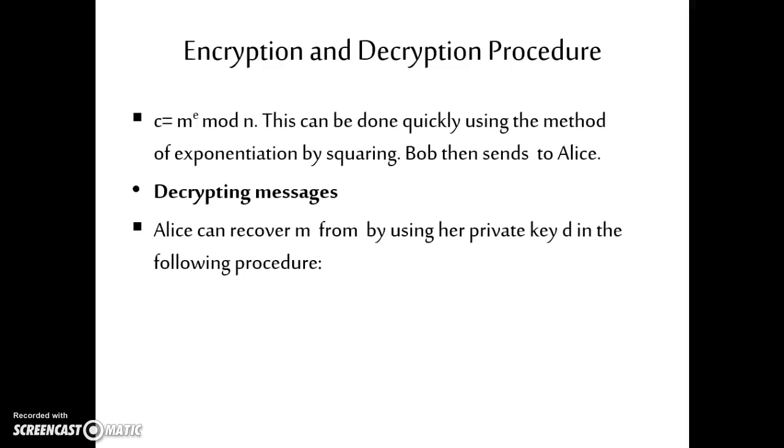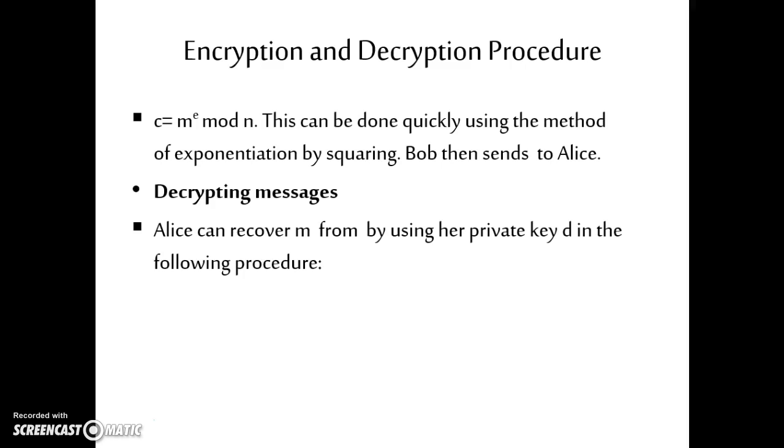So how is decrypting the message done? Now we got the ciphertext, that means we have encrypted the message. Now the message is safe. So how to decrypt the message? Alice can recover M by using her private key.